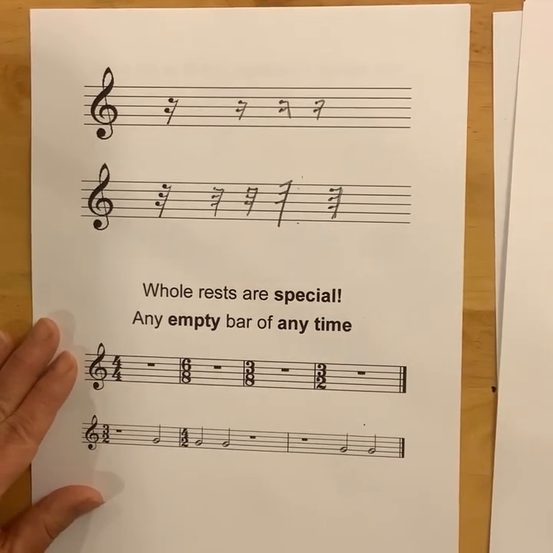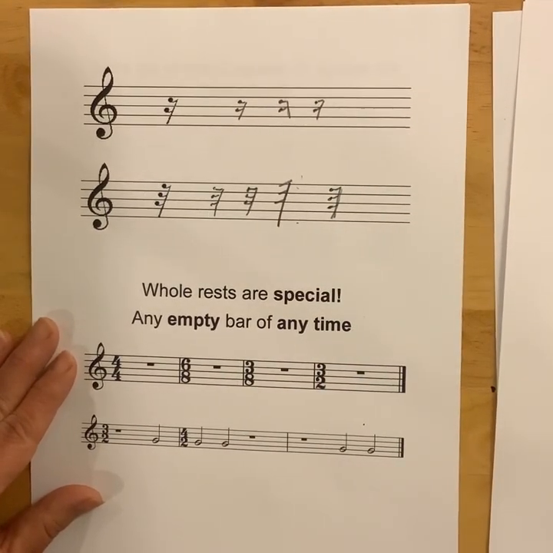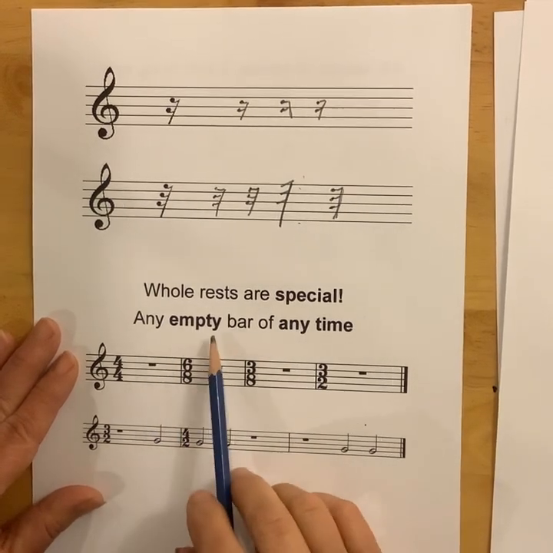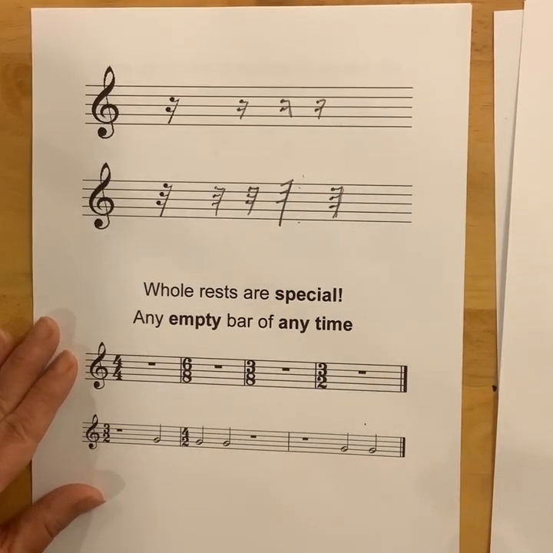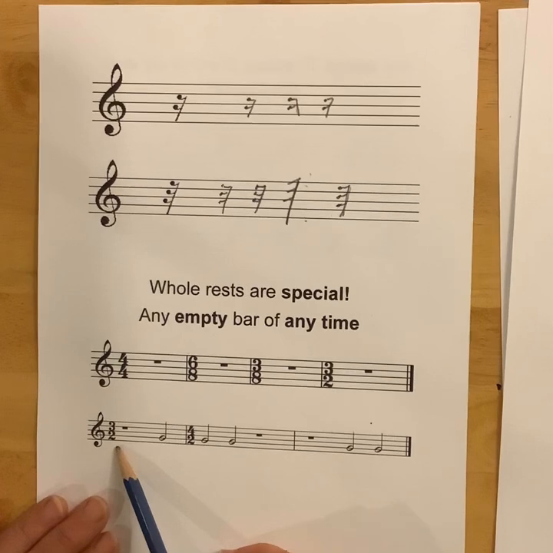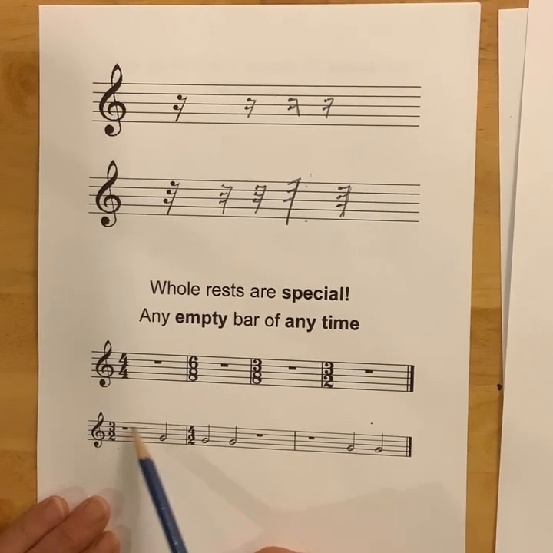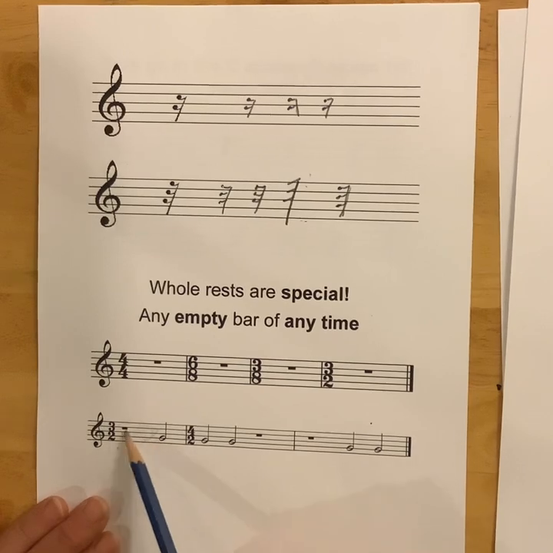Now, whole rests are special. As I said earlier, hopefully you already knew that, it's an empty bar of any time. So whole notes are both a whole note. For example, in 3-2, if you're filling in the first 2 beats of 3-2, 1 and 2 love each other, they go into a bigger rest, you'll use a whole rest.